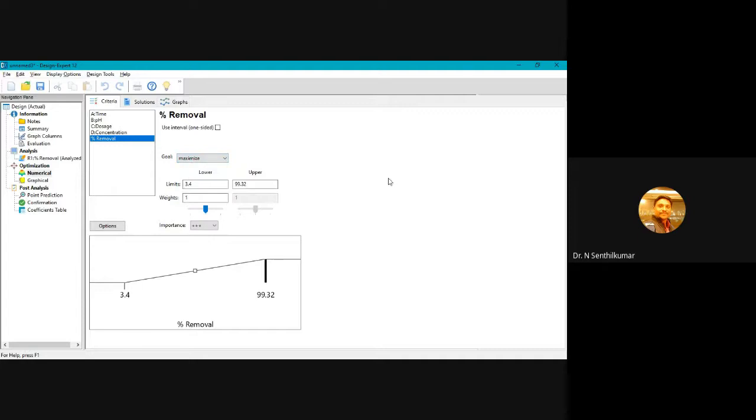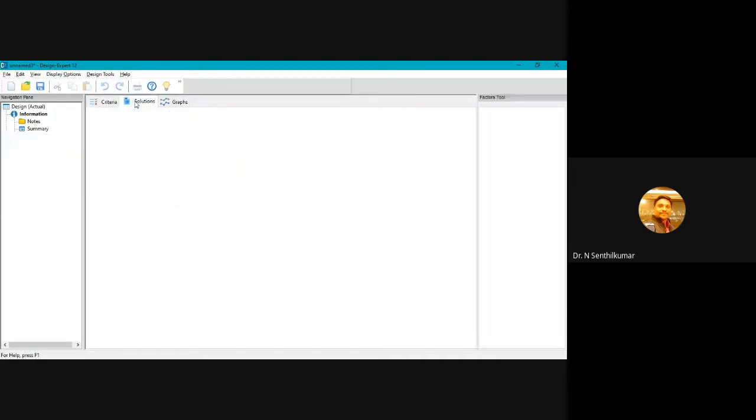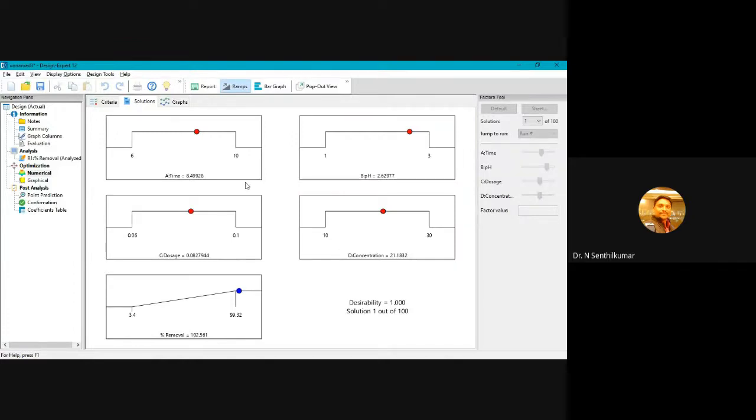The goal is to maximize. Then the solution I will be going with. So here you can see, in between these values, it is going to give 8.49, not exactly 8, as I have taken in my case.